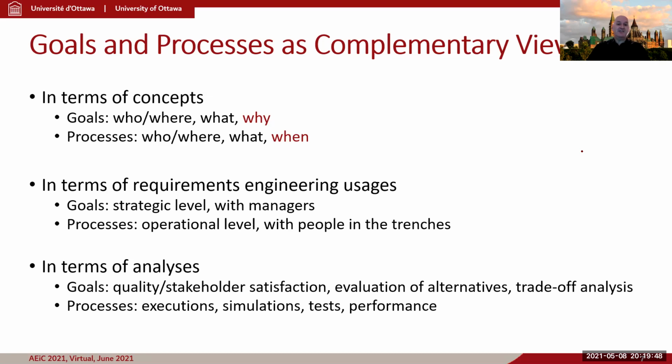Also, in terms of requirements engineering usages, goals are more often discussed by managers, for example, at a strategic level, whereas processes come from people in the trenches who are able to discuss the operational level of systems and organizations. The two views are also complementary in terms of the types of analysis that they support. For example, at the goal level, we discuss quality and stakeholder satisfaction, and also the evaluation of alternatives for design decisions and also trade-off analysis.